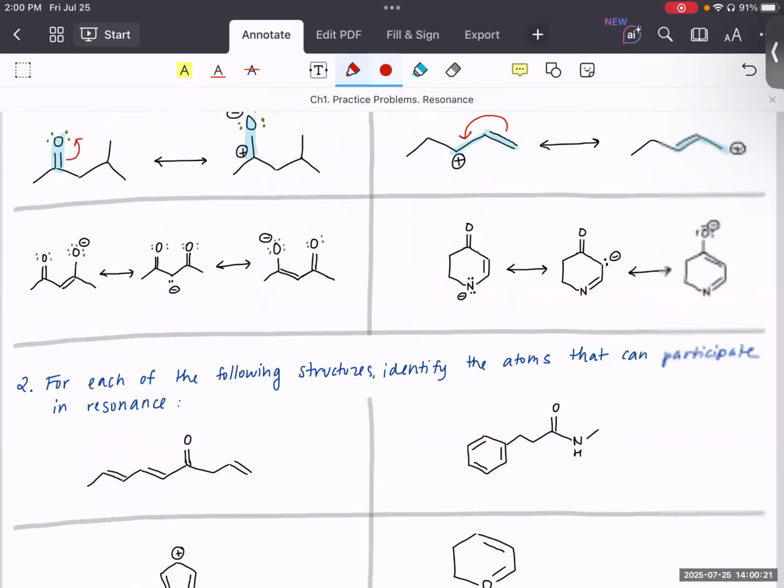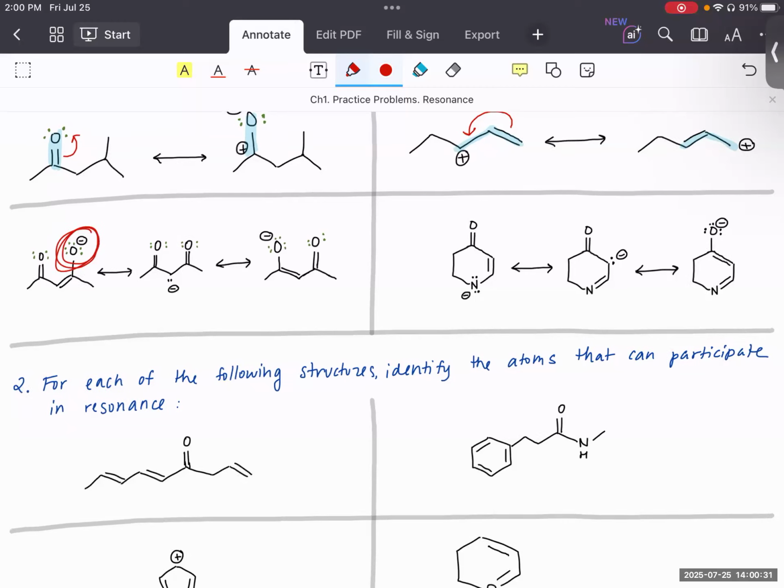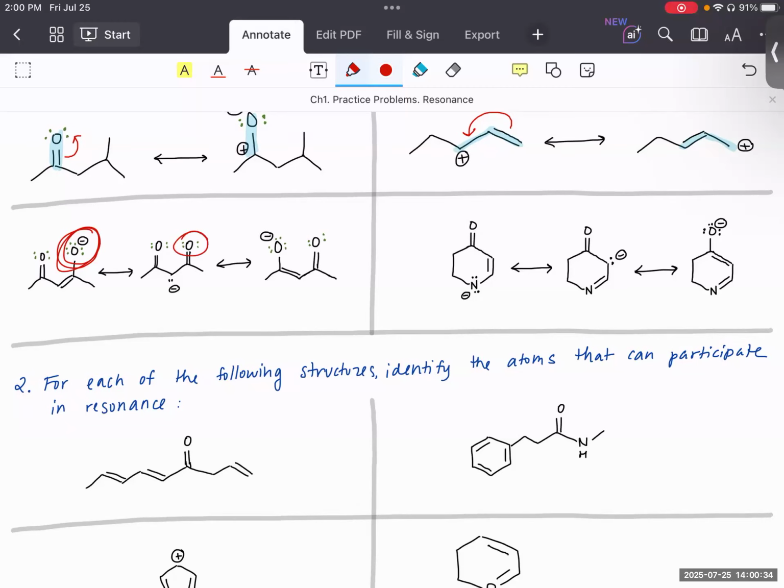Let's start by going from this structure to this structure. Here we can see that this oxygen up here started off with 3 lone pairs and ended up with 2. That indicates that one of these lone pairs left the oxygen and formed this double bond, which we can see is in that middle structure too.